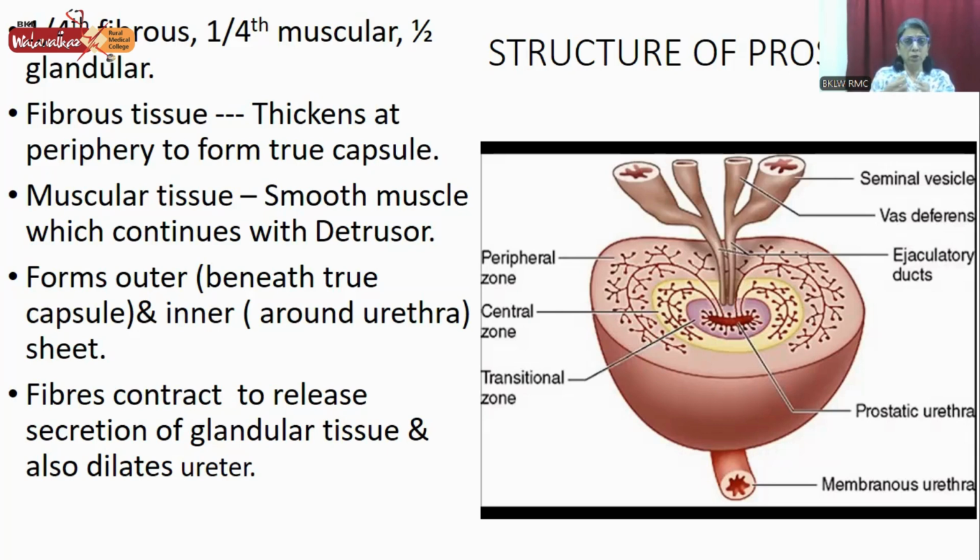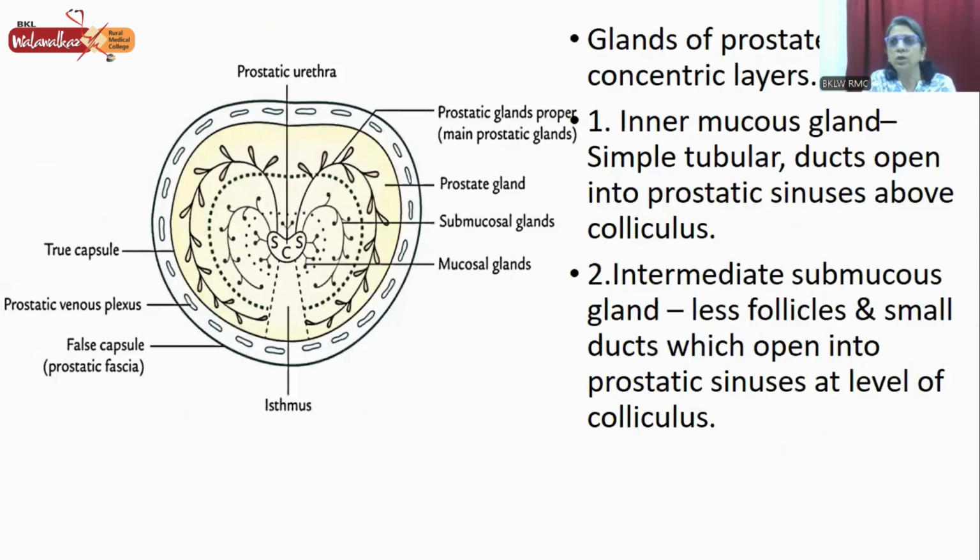The importance of these muscle fibers is that their contraction helps to squeeze the contents of the glandular tissue and also helps to dilate the urethra. Coming to the glandular structure of the prostate, the glands are divided into three: the innermost, the intermediate, and the outer one.